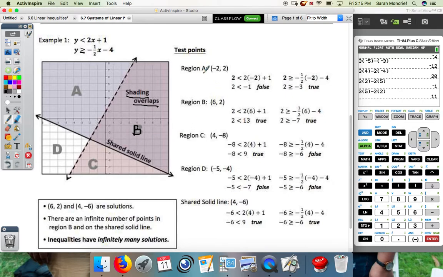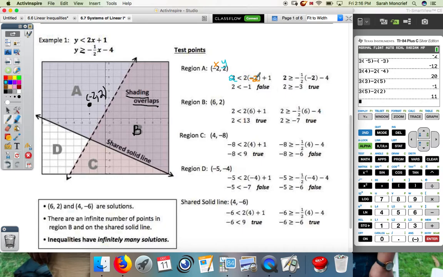So let's pick a point from region A. All right, let's pick negative 2, 2. So that point is right here, negative 2, 2. In order to figure out if it's a solution to both of them, that means we need to plug it into both of them. So let's start by plugging it into the first one. We plugged in negative 2 for x and 2 for y into the first equation.